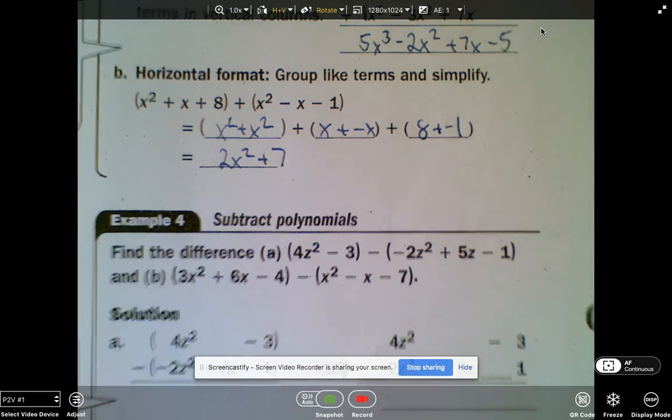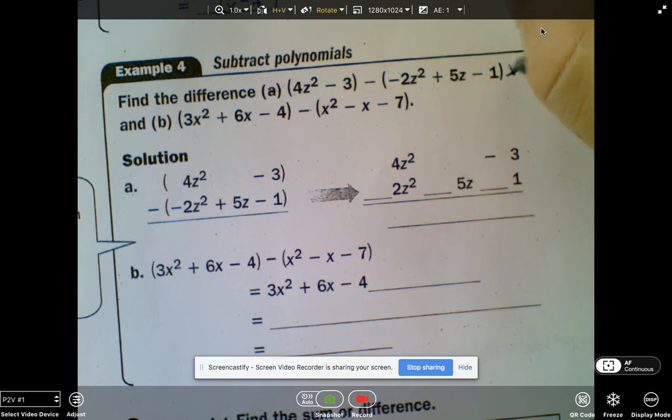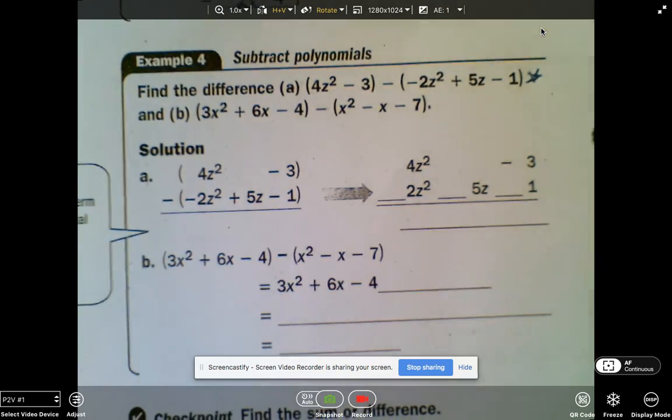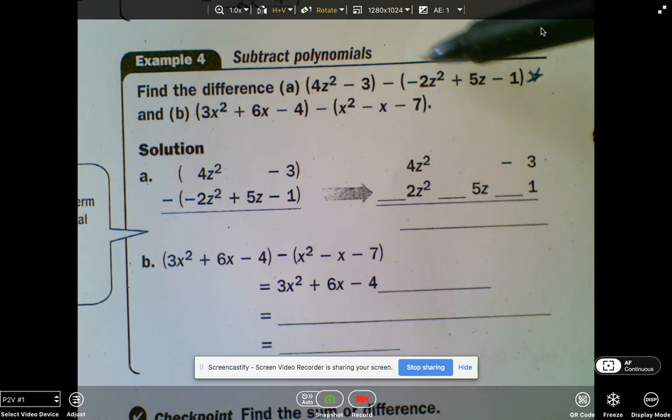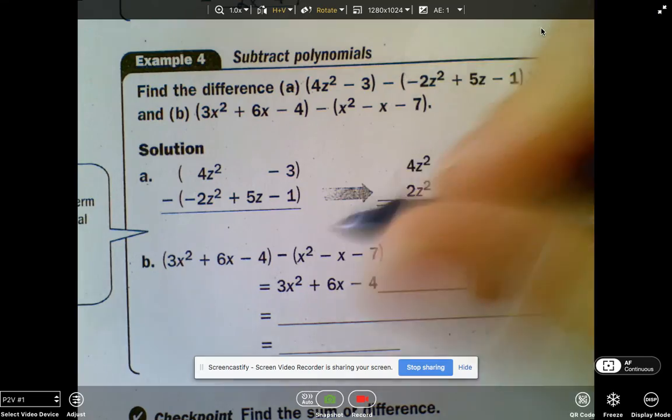Subtracting polynomials. So we have two different examples. We'll start with example A. In our notes here, they want to show us the vertical method. So they took this one, it's in order. There's no first degree here, so they left the space.